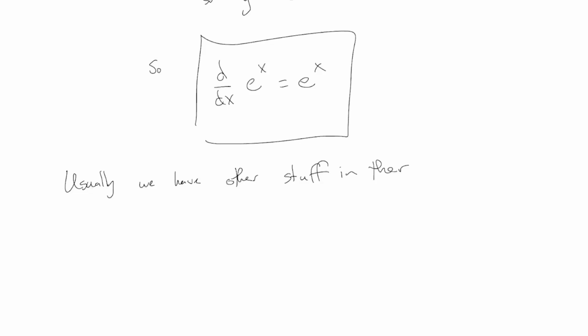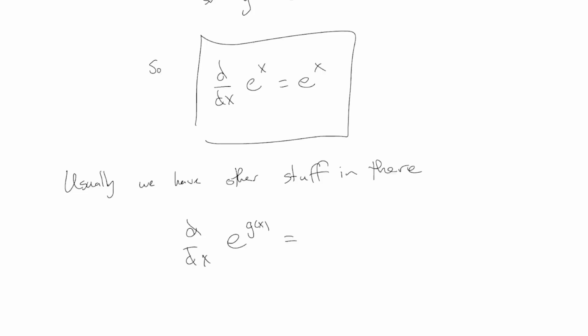Other stuff in there. For example, what if I want to do the derivative of e to some other stuff? If there's another function of stuff up there, maybe it says e to the x squared or e to the 5x plus 2 or something like that. How do we handle that? Well, that would be handled using the chain rule.